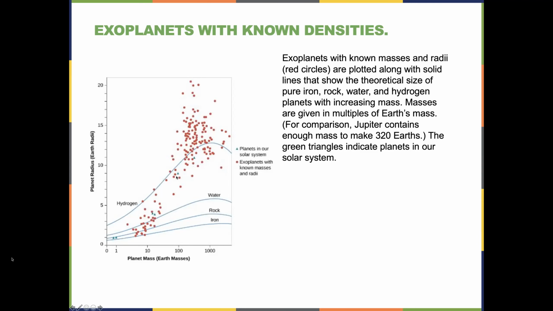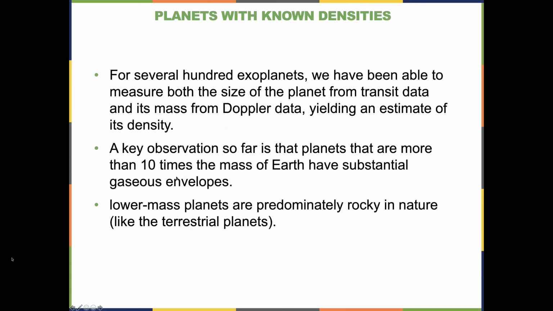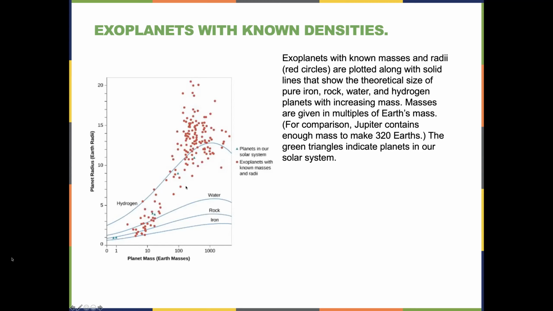And there are some green triangles that you can see here. These are actually the planets in our solar system, right? Different planets in our solar system.